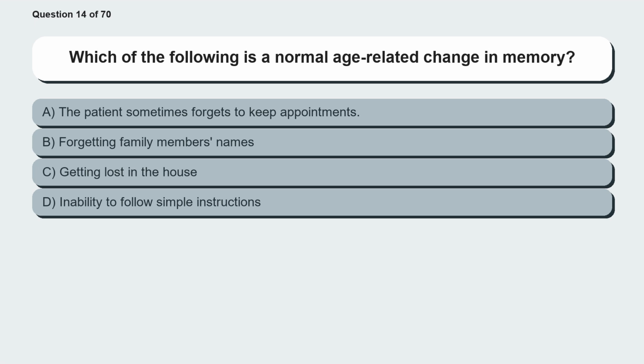Question 14. Which of the following is a normal age-related change in memory? Option A. The patient sometimes forgets to keep appointments. Option B. Forgetting family members' names. Option C. Getting lost in the house. Option D. Inability to follow simple instructions. The correct answer is option A.